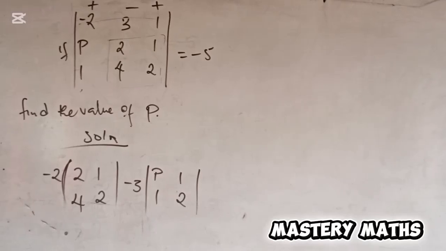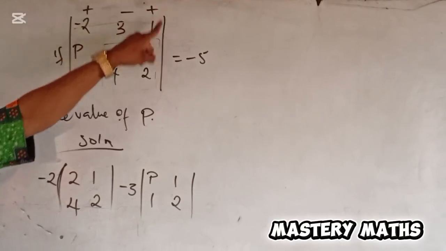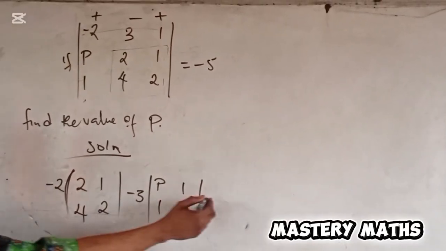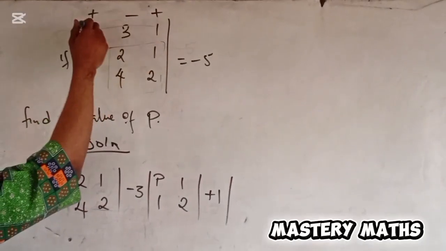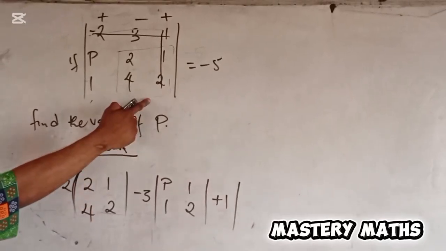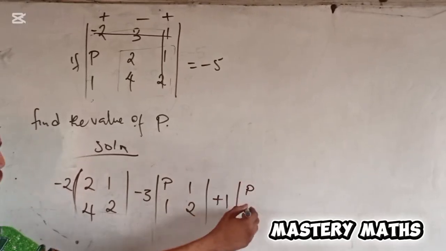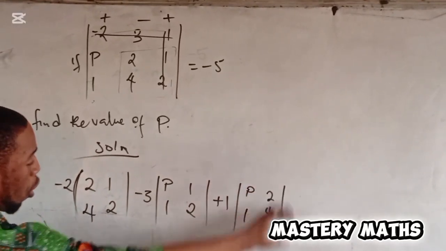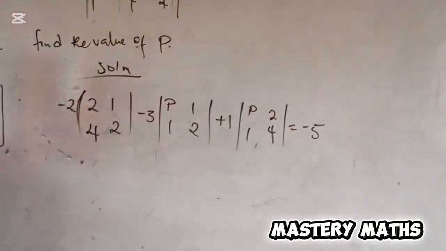Now having done that, the last number there on the row is plus 1. So we write our plus 1 here, draw the same bracket. Then this plus 1 now has affected both this side and this, thereby leaving us with these only. Then you have your P, 1, 2, 4. Now outside you have equal to minus 5.